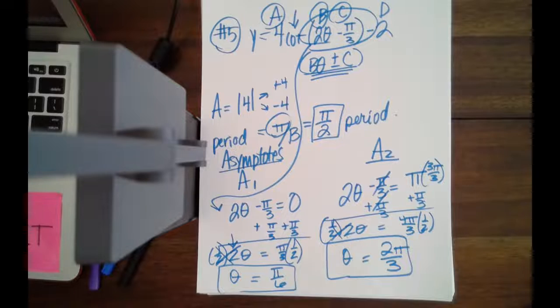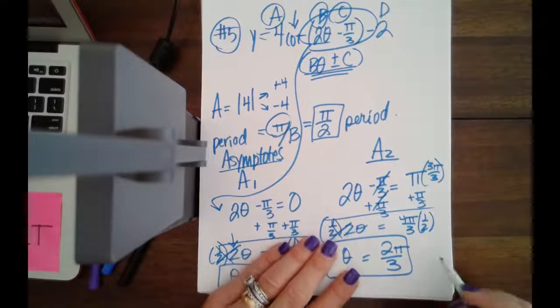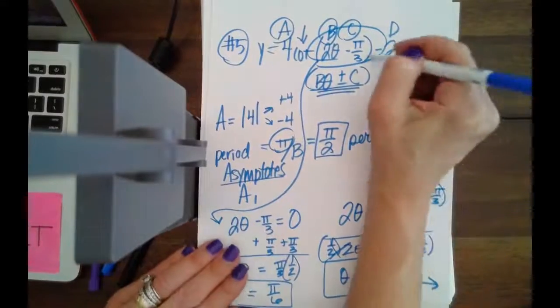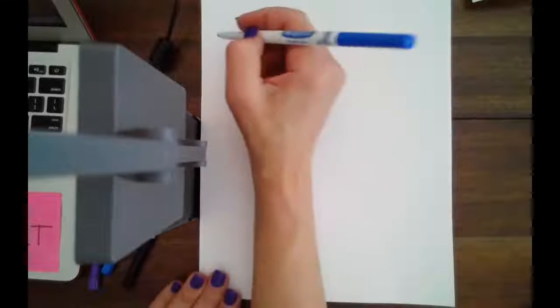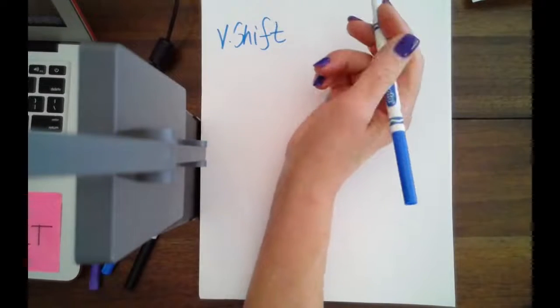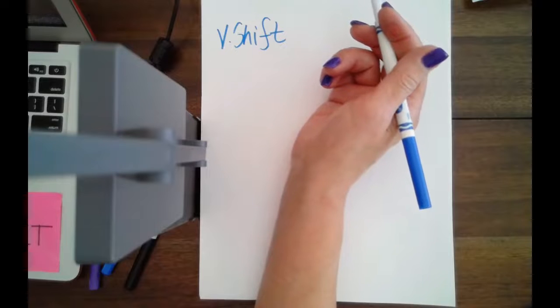Alright, so what else do we need? Well, I'm going to go ahead and find the vertical shift just for grins and giggles. The vertical shift is our D value. Not that I'm asking you to graph this, because the overall graph is going to look the same no matter what.